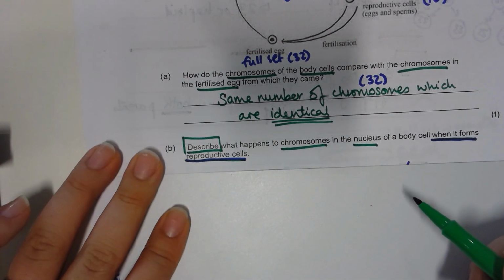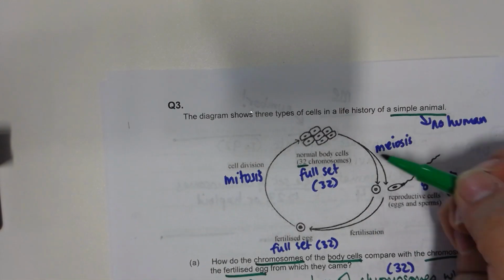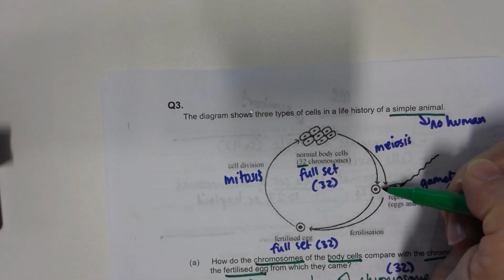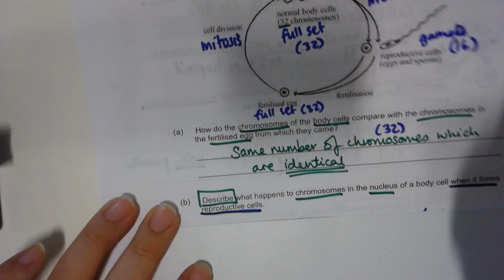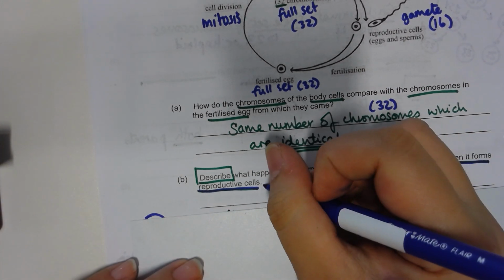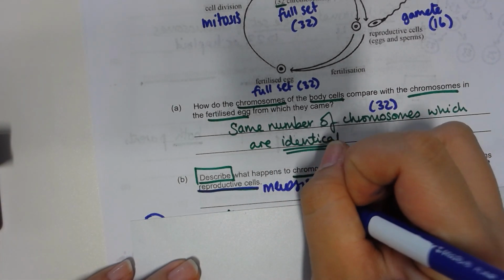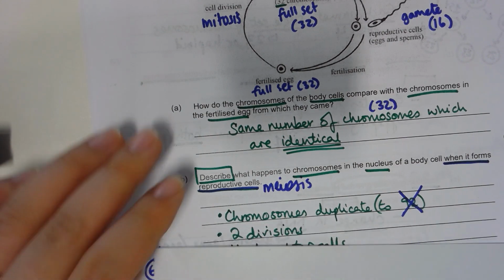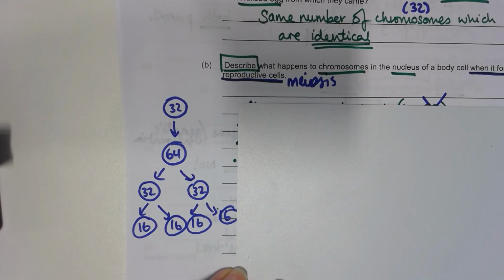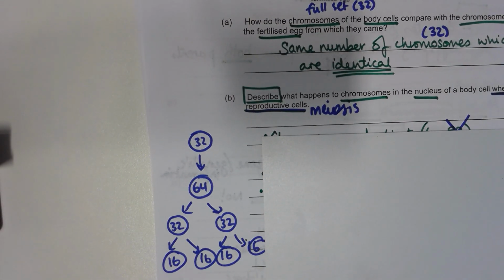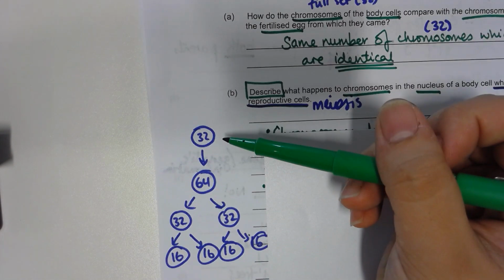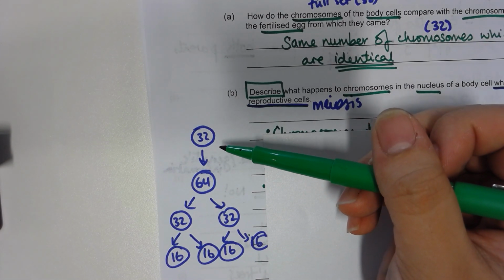Next, describe what happens to the chromosomes in the nucleus of a body cell when it forms a reproductive cell. Again, in a body cell to reproductive cell, this is a process of meiosis. So essentially, you are describing the process of meiosis. So again, I've drawn it on the side, but this time I'm using their numbers because we do not start off with 46. Instead, this time we're starting off with 32.